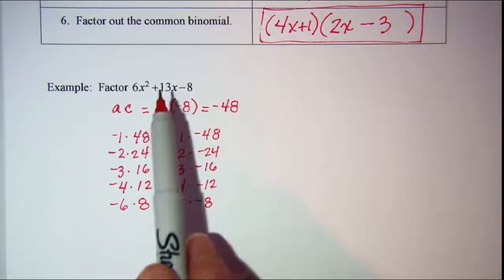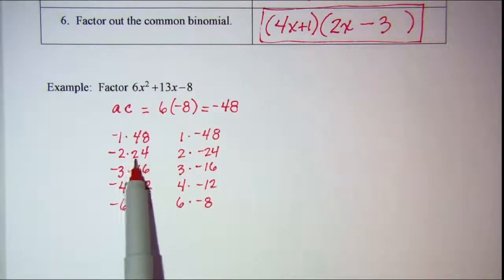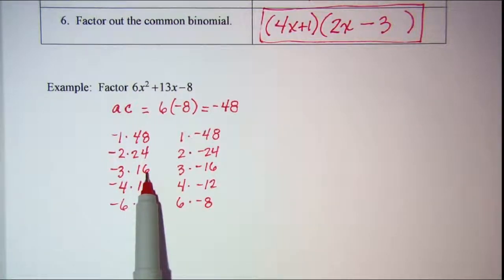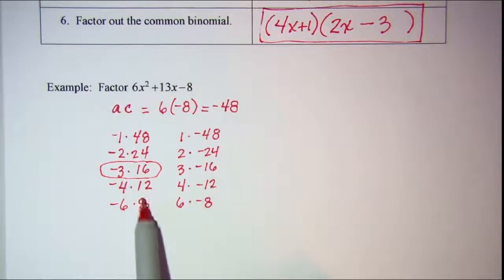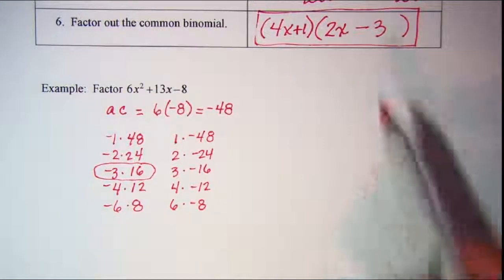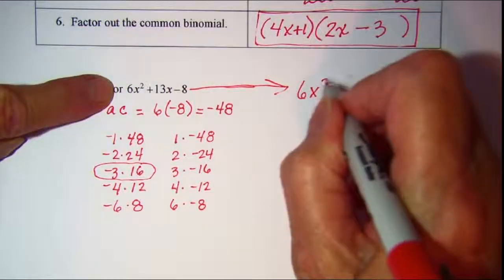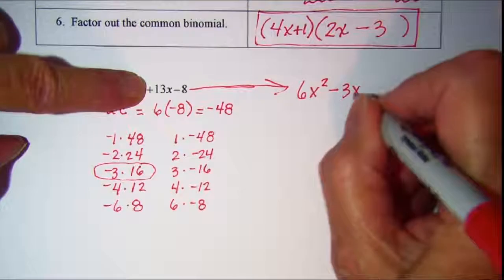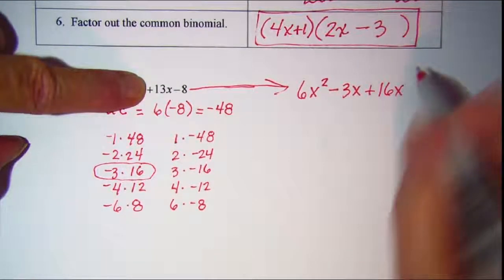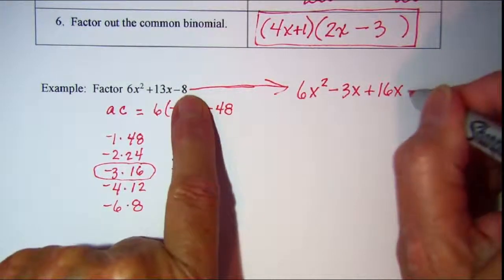Alright, so then I want the sum of the two factors to be 13. Well, this sum is 47, 22, here we have 13. So this is the one that I want. Notice none of the other pairs of factors work. So now what I'm going to do is rewrite this trinomial. So I have 6x squared, but instead of writing 13x, I'm going to use these two. So I have negative 3x and positive 16x. See, when you add these two together, you'll get your 13x. So I'm not changing it. And then continue with the minus 8 constant term.